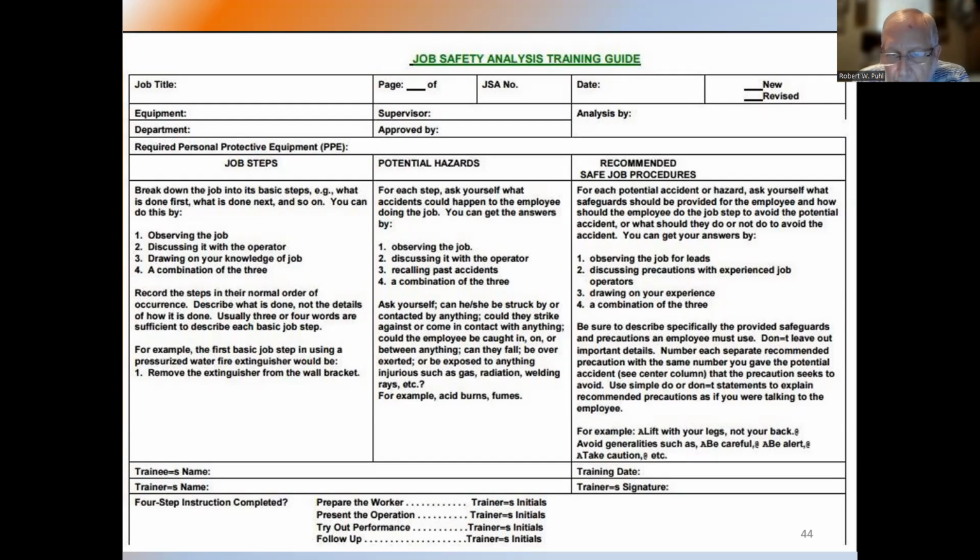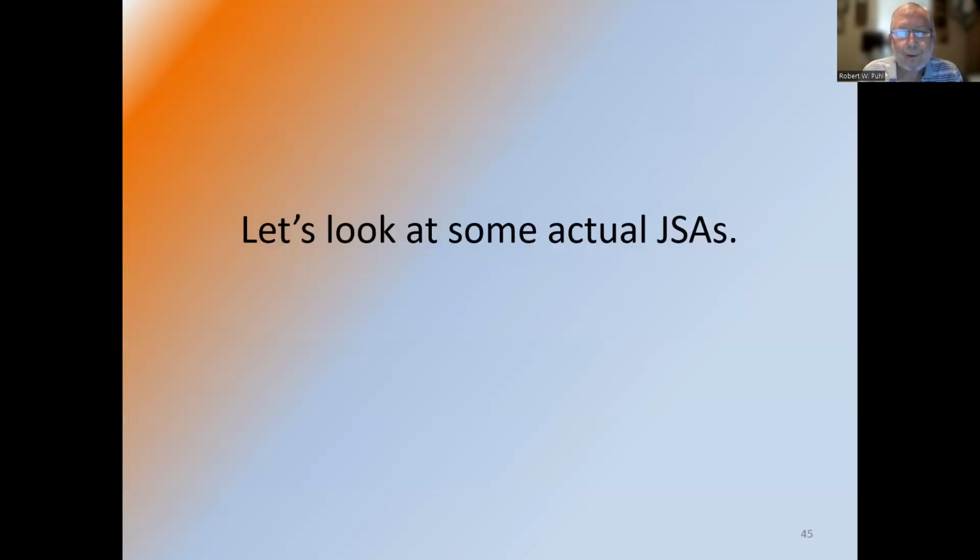So be sure to describe specifically the safeguards and precautions an employee must use. Don't leave out important details. Number each separate recommended precaution with the same number you gave the potential accident so that the precaution seeks to avoid it. Use simple do or don't statements to explain recommended precautions as if you're talking to the employee. And avoid generalizing: just be careful, be alert, take caution. Those really aren't in the hierarchy of controls.